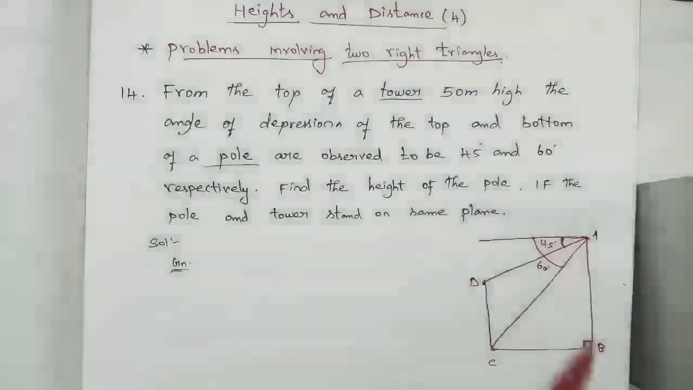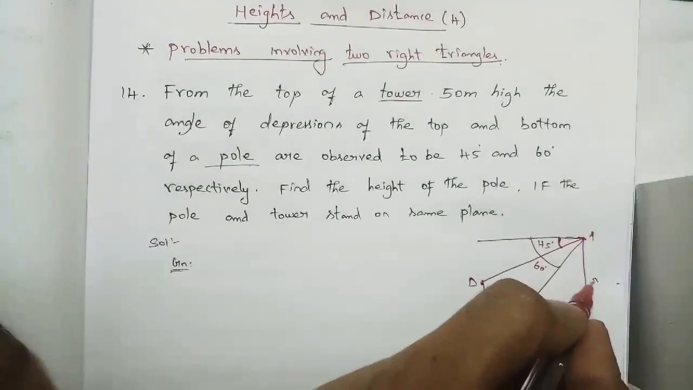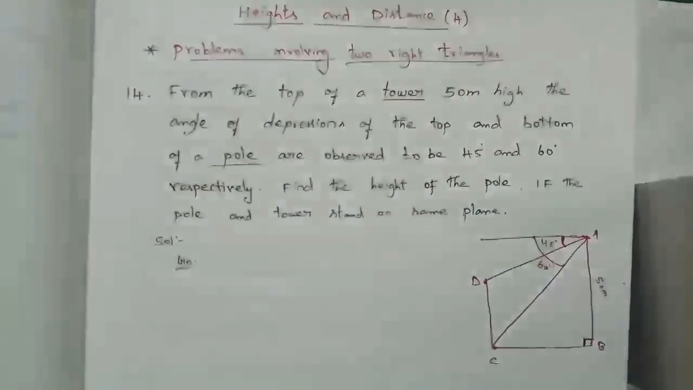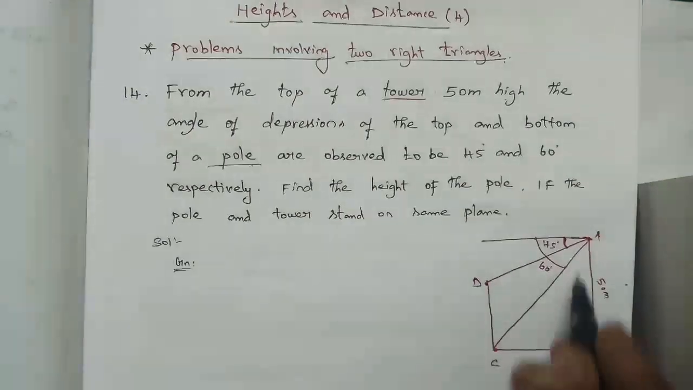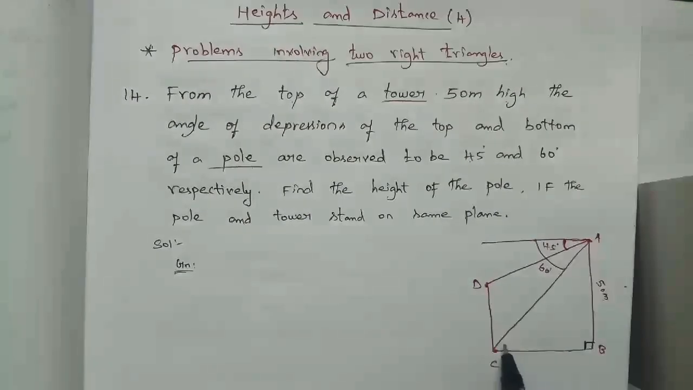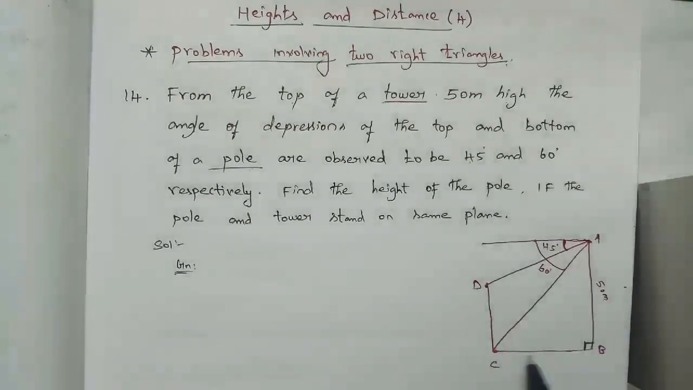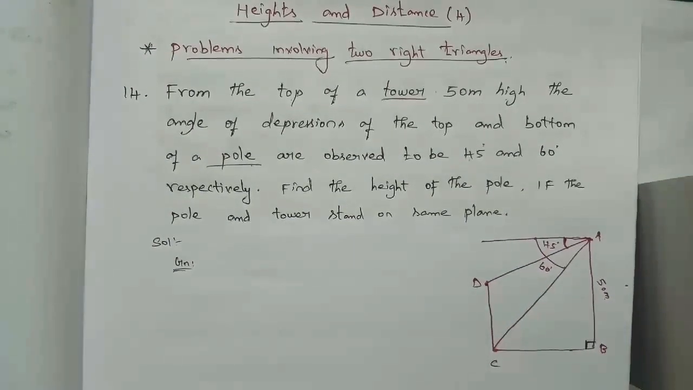So the length of AB is nothing but how much? 50 meter, right? We know one triangle. ABC is a right angle triangle. We know one side, and if we know one angle, then we can find whatever we need, right?